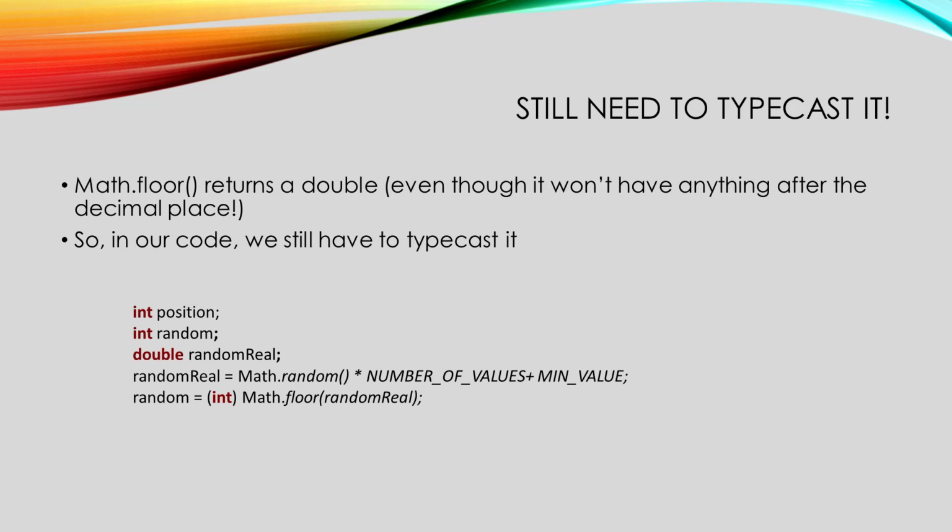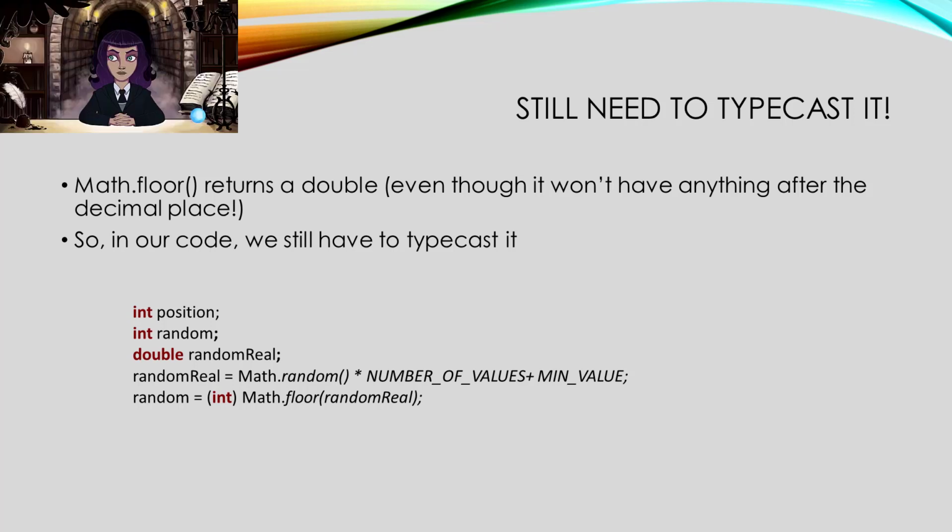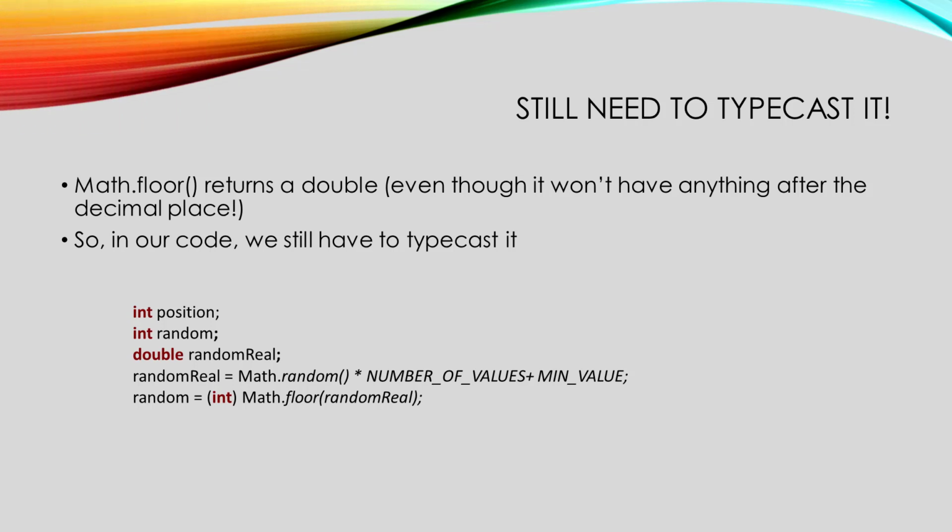Surprisingly, math.floor returns a double, even though it promises that there will be no fractional part. I have no idea why they would do such a silly thing. There are technical reasons why they do this, but they're a bit beyond us at this point. We just need to typecast the result to get the int that we want.